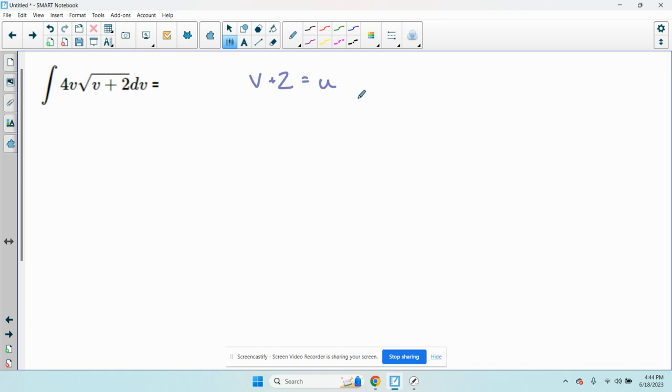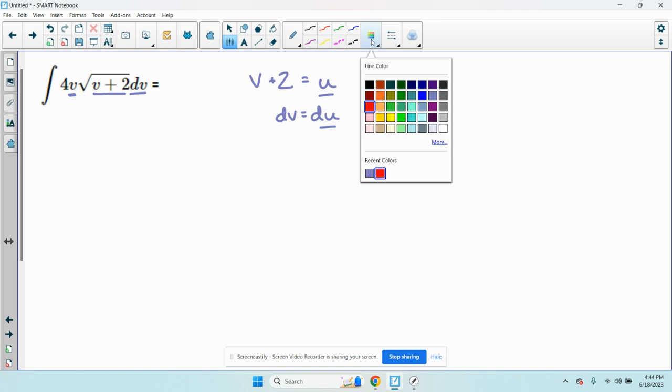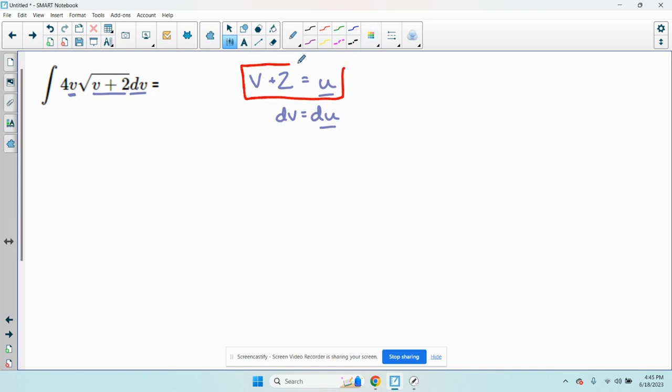So if I differentiate both sides, I'm just left with dv equals du. So I can replace dv with du. I can replace v plus 2 with u, but I still have to replace this v with something, this 4v. So that's where the hint comes into play. The hint basically says that if I have this, I can write v as u minus 2 if I subtract 2 from both sides. So now I can replace v here with u minus 2.